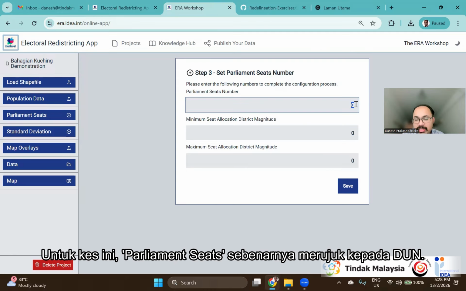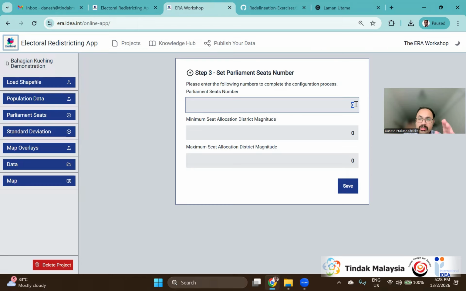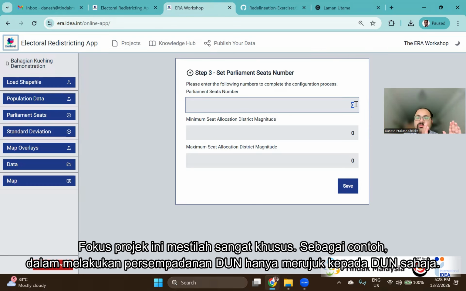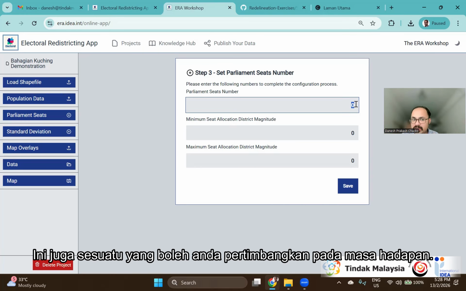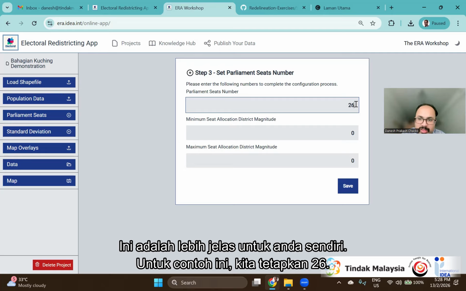For your information, parliament seats, in this case, refers to the DUN. Do not confuse it as a parliamentary seat. For this work, you have to understand one important thing. The focus of the project must be very specific. For example, I'm delineating the DUN. So this is something you can consider in future. If you were to recreate this whole project or create a brand new one, you can say Bahagian Kuching DUN, Bahagian Kuching Parliament, to make it clear for yourself. So we say 26.